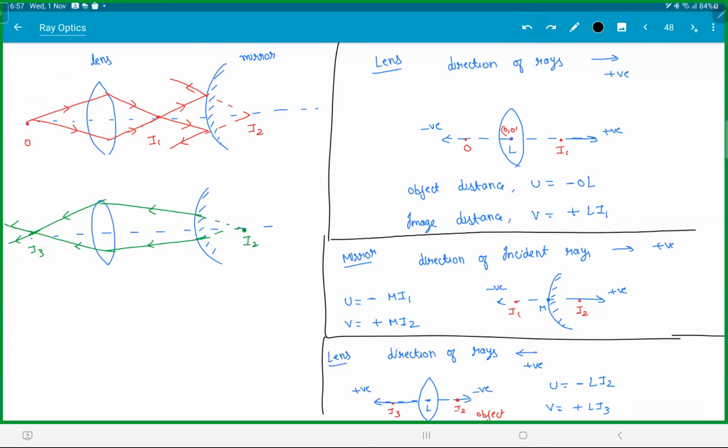So when you talk about the mirror, I1 is the object, I2 is the image. So the mirror will think rays are coming like this. So right side is positive. So MI2 is positive, minus MI1 is negative. When the rays are coming back, now this side is positive, reverse. So LI3 is positive, LI2 is negative. Please check this. This is the convention we use for lenses, mirrors, everything. You mess up one sign and the whole thing gets messed up.